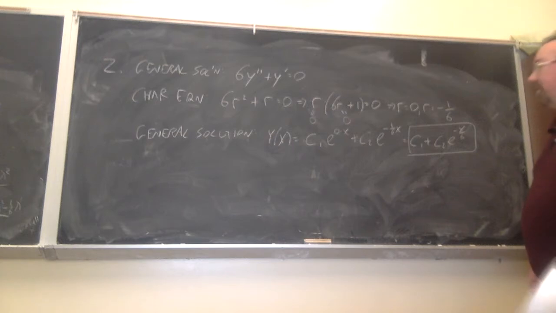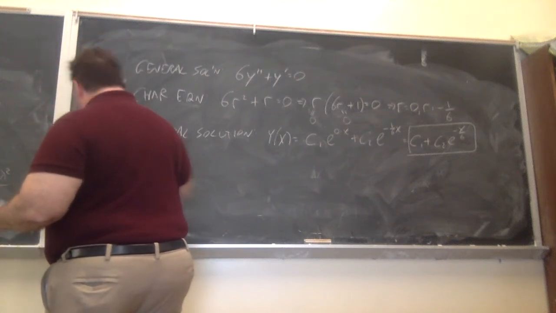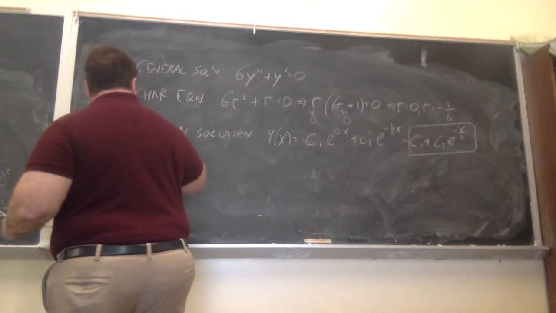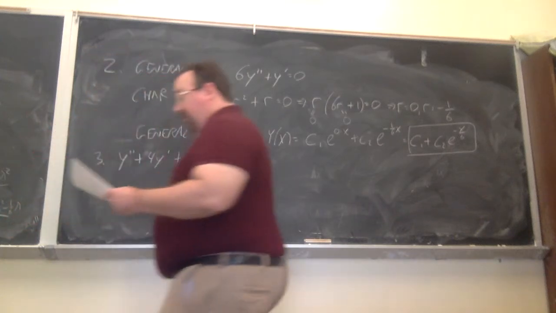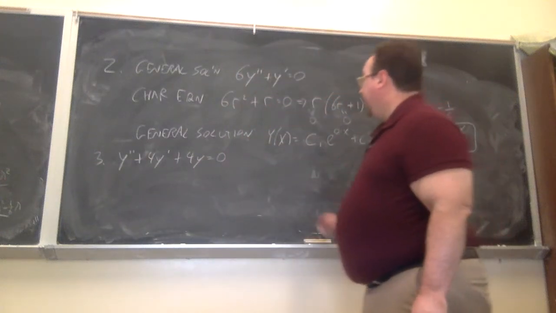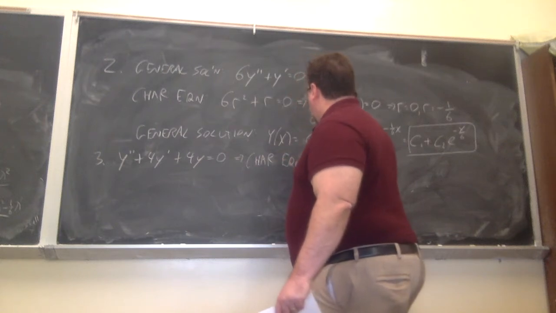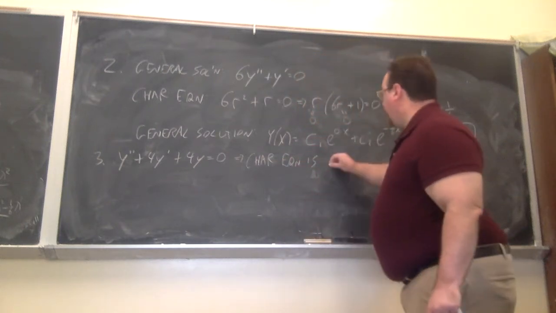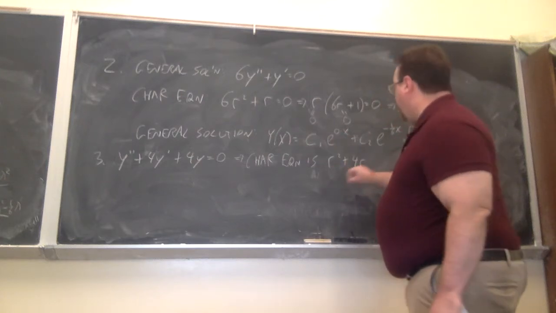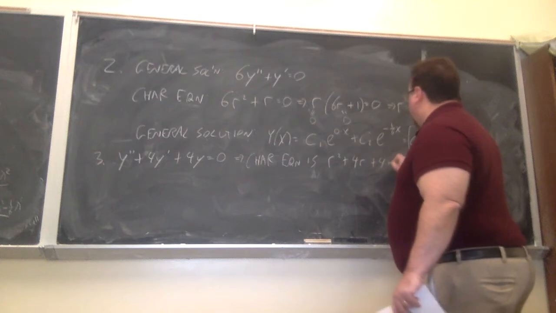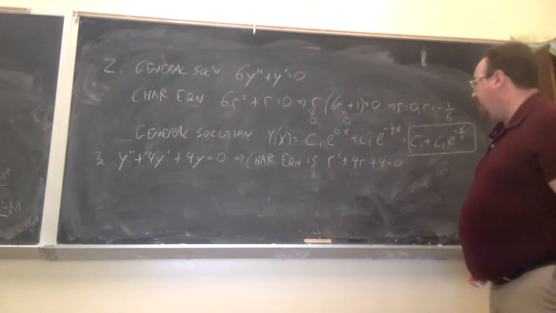Problem 3, very similar. You're also asked to find the general solution. So I have y double prime plus 4y prime plus 4y is equal to 0. So your characteristic equation: y double prime gives you r squared, 4y prime gives you 4r, and then 4y gives you just 4. That is equal to 0. So this can be factored nicely. Also, if you can't see how to factor it, you can always use the quadratic formula.